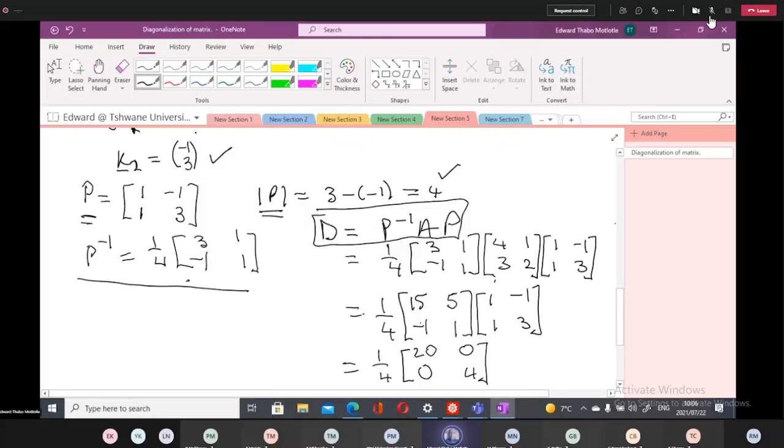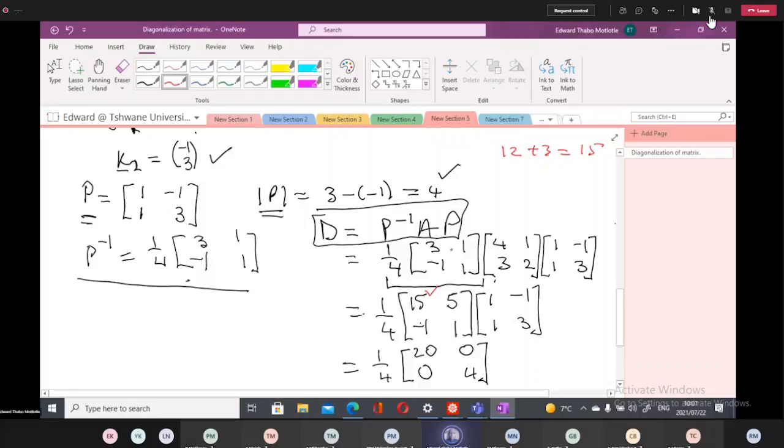So we start with P inverse, which is 1 over 4. This is the inverse, this is my A, and this is my P. Now I'm going to do the multiplication for you. So this is how we multiply. 3 multiplied by 4 gives me 12. And then we're multiplying a row by a column. So 1 multiplied by 3 is 3. If you add these 2, this gives you 15. So that's how I got that 15.